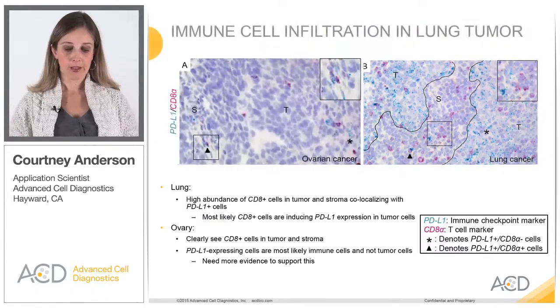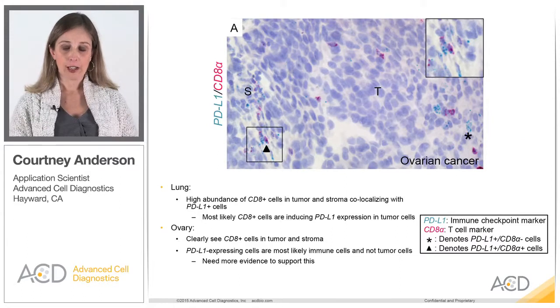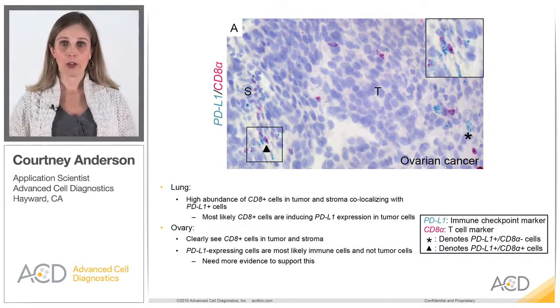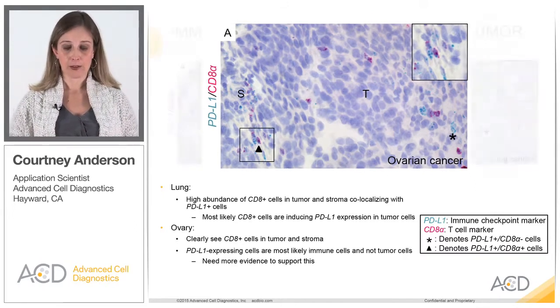So what this is suggesting is that most likely the CD8 positive T cells are inducing PD-L1 expression in the tumor cell. Now, on the flip side, in the ovarian cancer sample, we still have CD8 positive expression in some cells, both in the tumor and the stroma. And there's much fewer PD-L1 expressing cells. So most likely these PD-L1 expressing cells are immune cells and not actually tumor cells.